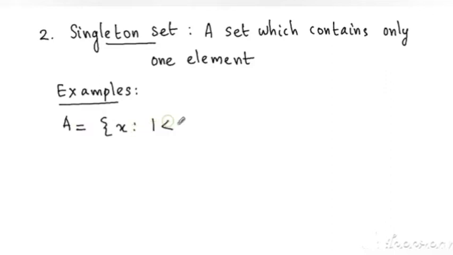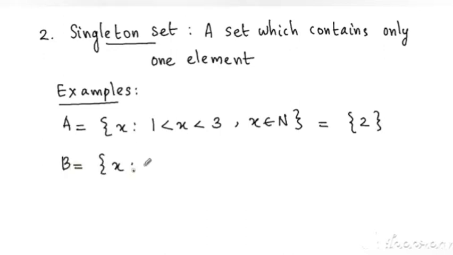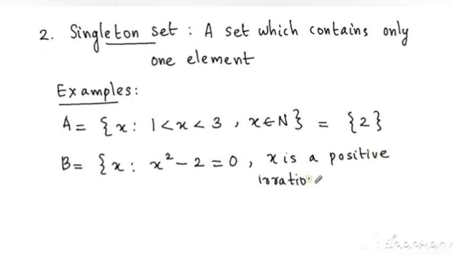Consider A equal to the set of all x such that 1 less than x less than 3 and x belongs to natural numbers. Here you can see in between 1 and 3 we have 2, and 2 is a natural number, so it contains only a single element, that is 2. Then consider the other set B equal to the set of all x such that x squared minus 2 equals 0 and x is a positive irrational number.